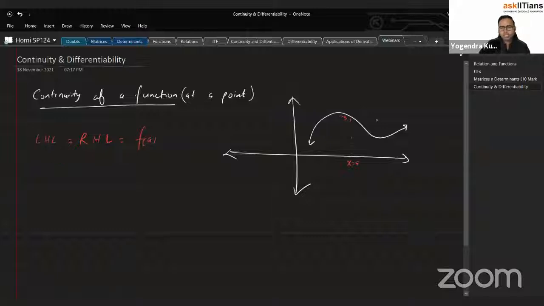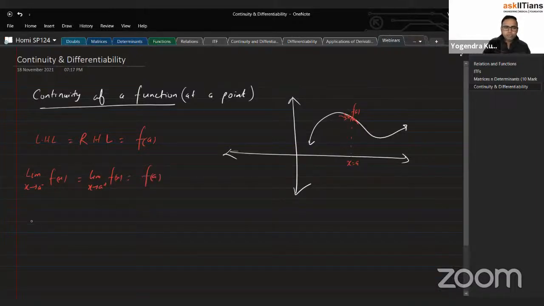Of a, function value at a, right? Okay. The function value should be what, from the left-hand side and from the right-hand side? It should be tending to the same value, f of a only, right? Then only we say it is continuous. So we write like this: limit x tends to a minus f of x, this is what LHL. Limit x tends to a plus f of x is equal to f of a, right?